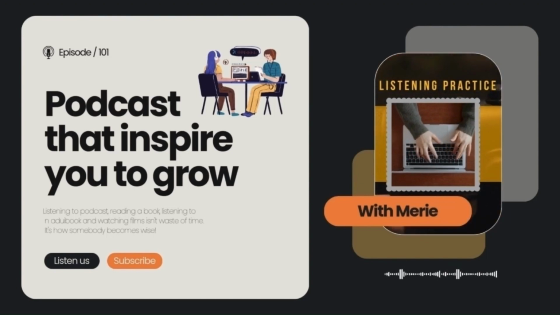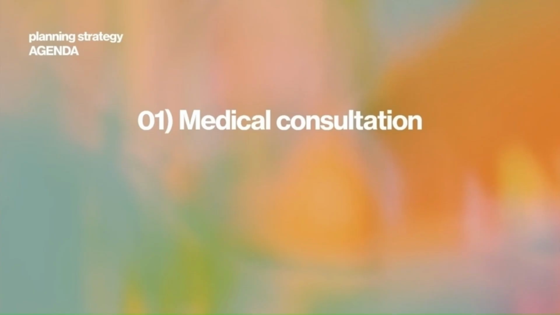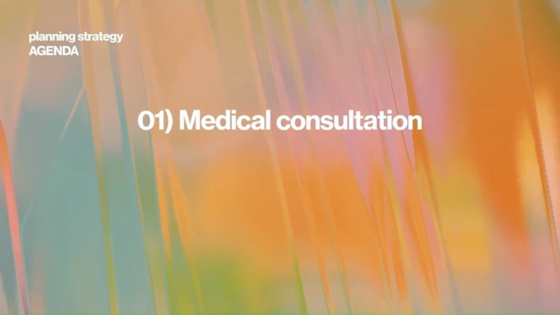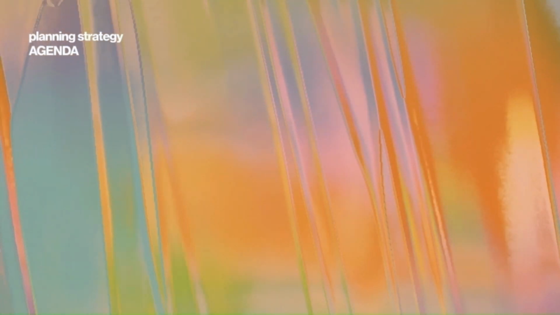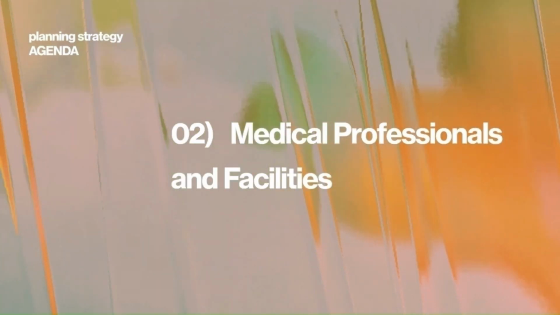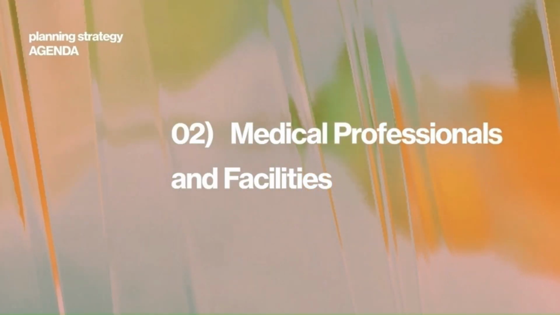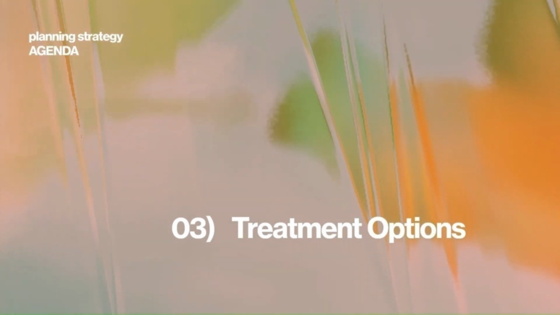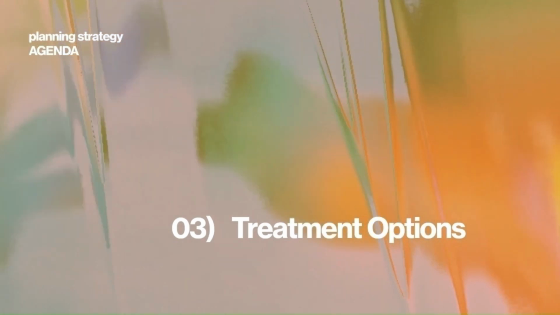Here's a quick rundown of what we will discuss in our episode, and to help us stay on track, let's break it down into 3 chapters. Chapter 1 is medical consultation. Today, we will define what a medical consultation is and discuss some general symptoms. Chapter 2 is medical professionals and facilities. We will cover different types of doctors, hospitals, and some medical tools. Chapter 3 is all about treatment options. So, we will discuss various ways of treating medical conditions. So, without further ado, let's get into it.